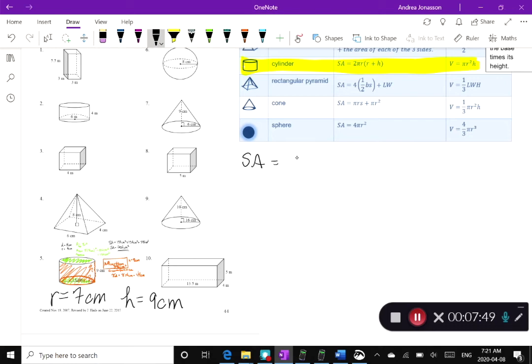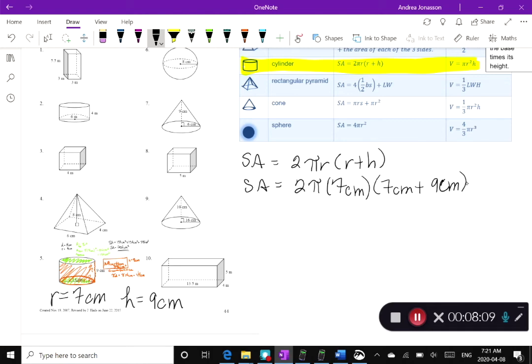Surface area is going to be 2 pi r times r plus h. Surface area is going to be 2 pi times 7 centimeters times 7 centimeters plus 9 centimeters. And this is going to take into account the top, the bottom, and the wraparound sides. Surface area is going to be equal to 2 pi times 7 centimeters times 16 centimeters.